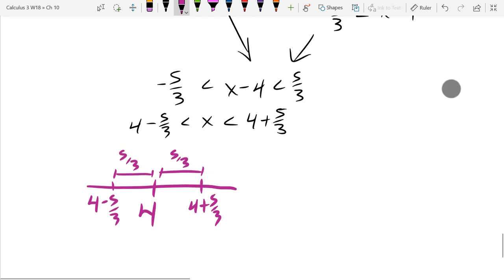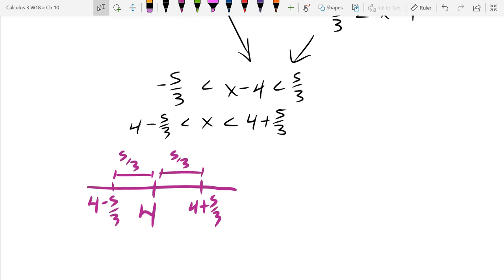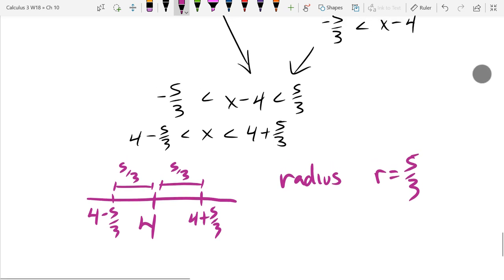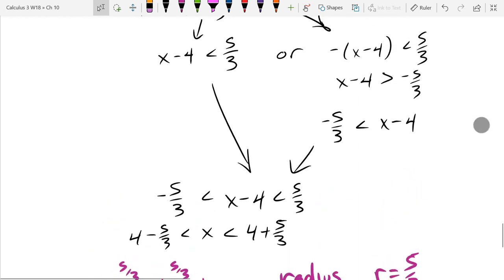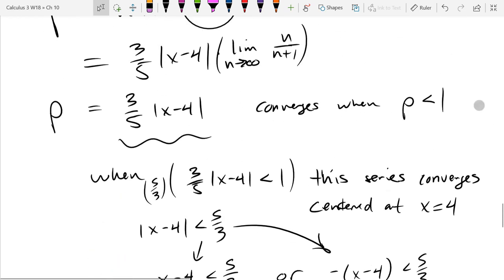All right, what is the radius? 5/3. So if you think of this as a width, half the width is 5/3. So let's look back a couple steps and see when I could have said what the radius was. What step could I have said what the radius was?